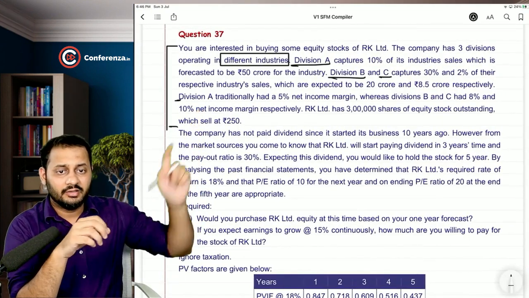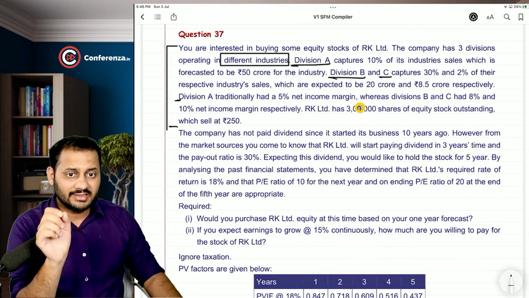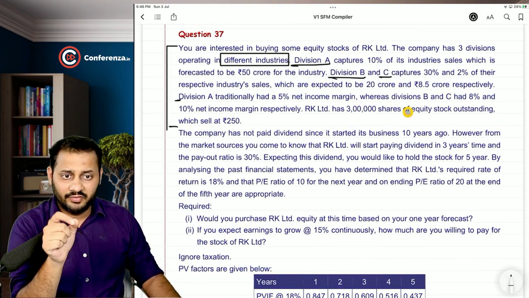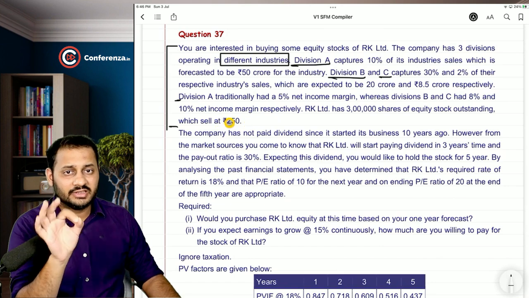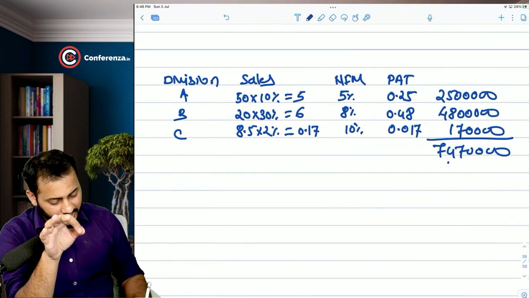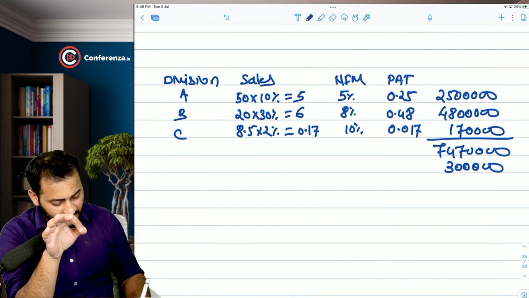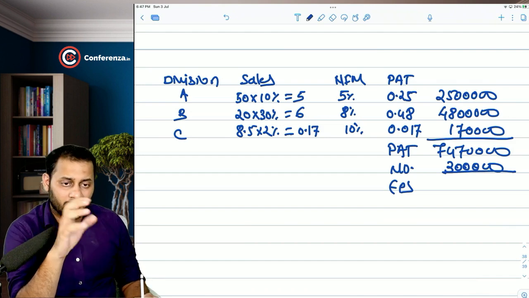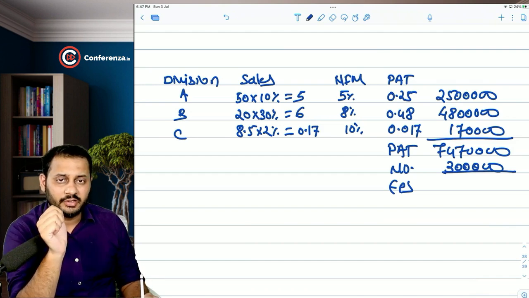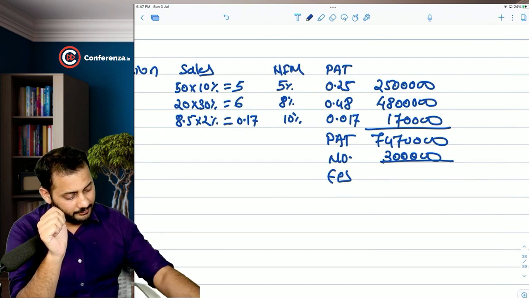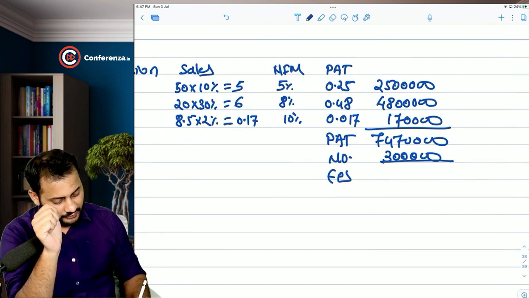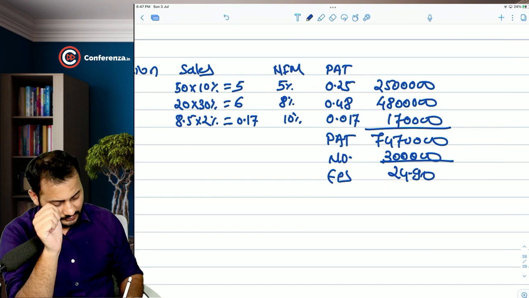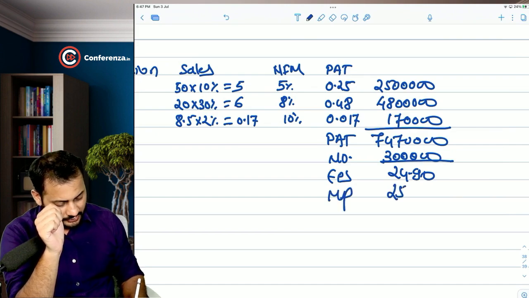RK Limited has 3 lakh shares of equity stock outstanding which sells at 250. See, how many shares? 3 lakhs. This is your profit after tax. This is the number of shares. What do you think will arrive if we divide profit after tax by the number of shares? It will be the EPS, which is 24.90. The current market price is 250 rupees.